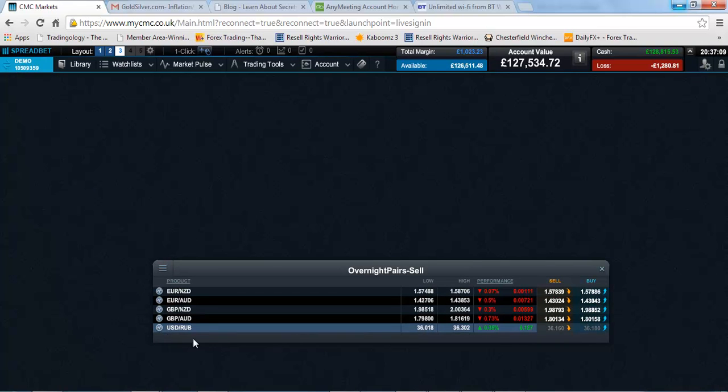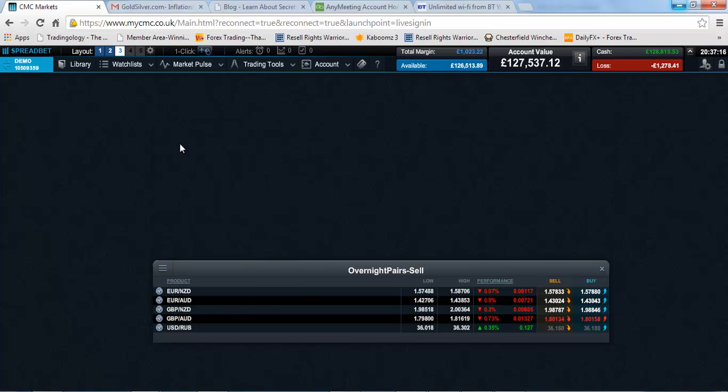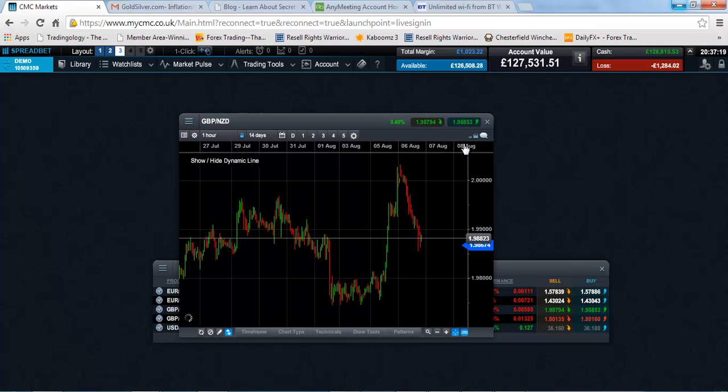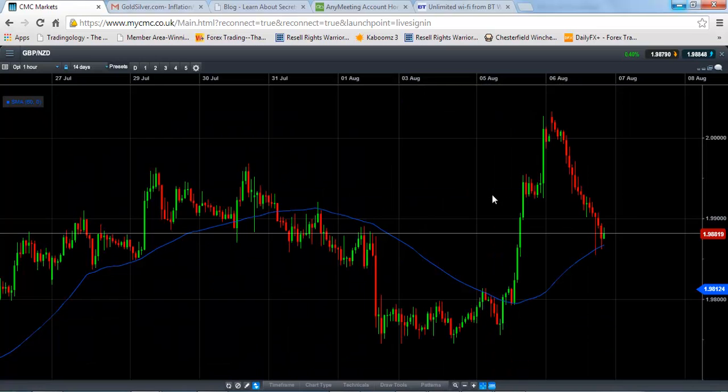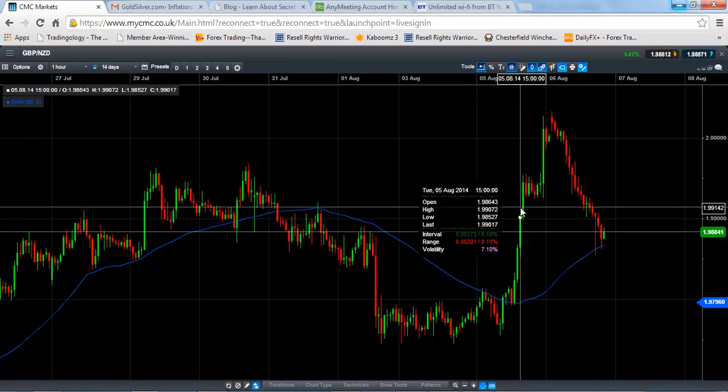Now let's try Great British Pound, New Zealand dollar. So we click on chart. Now this one I cannot enter for sell because it's actually on top of my 60 SMA. So I will sit out, and hopefully if it breaks down by tomorrow, then it will be a perfect one to enter for sell.